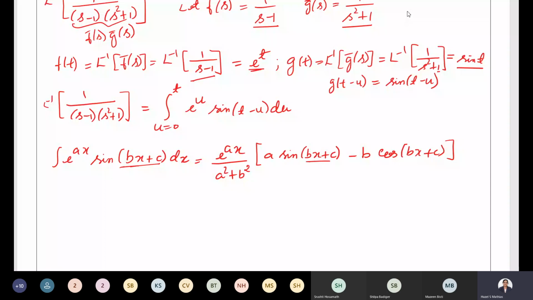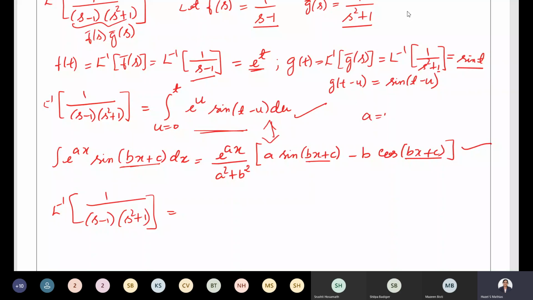Now in order to find the integral of this, we have to make use of this formula. So if we use that formula, what do we get? What is L inverse of 1 divided by s minus 1 into s square plus 1? Apply this formula in evaluating this integral. What is a according to this formula? Compare these two. On comparing, a value will be 1, e power 1 into u, because u is in place of x. Here it is with respect to x, here it is with respect to u. So e power au, so a will be 1.